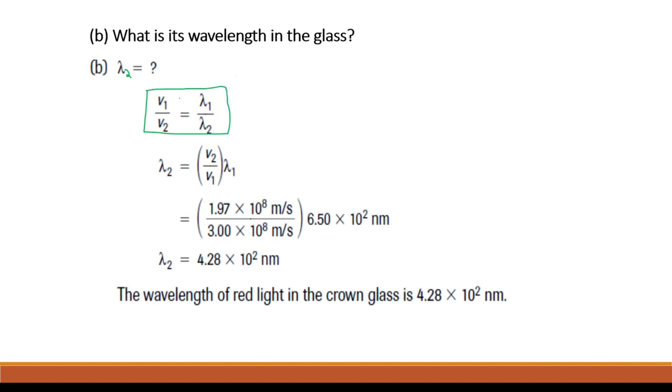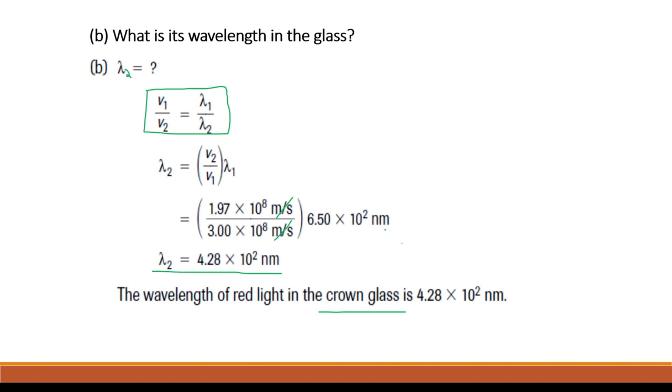and if we look for lambda 2, the one we're asked to find, it's equal to V2 over V1 times lambda 1. We plug in our values, we see our units of meters per second cancel each other out, and we're left with whatever lambda 1 is in, and it's in nanometers. And so when we do the math, we find the answer is 4.28 times 10^2 nanometers. Again, if you converted your lambda 1 to something else, it would just turn into that unit. And so we say the wavelength of the red light in the crown glass is 4.28 times 10^2 nanometers.